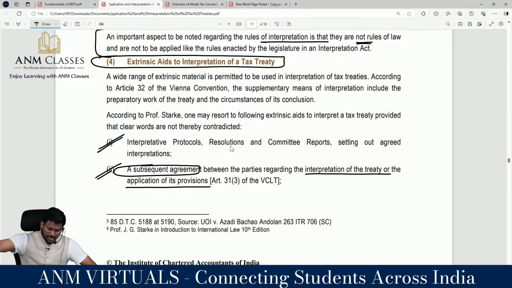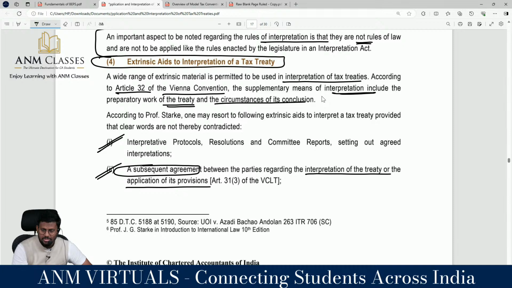A wide range of extrinsic material is permitted to be used in interpretation of tax treaties. So if it is not in the Vienna Convention or in customary law, then you can use external sources. According to Article 32 of Vienna, the supplementary means of interpretation include preparatory work of the treaty and circumstances of its conclusion.